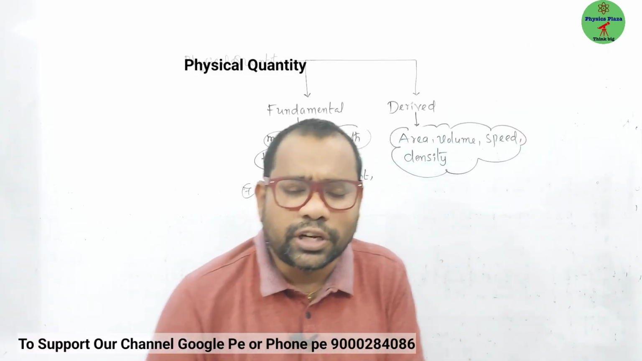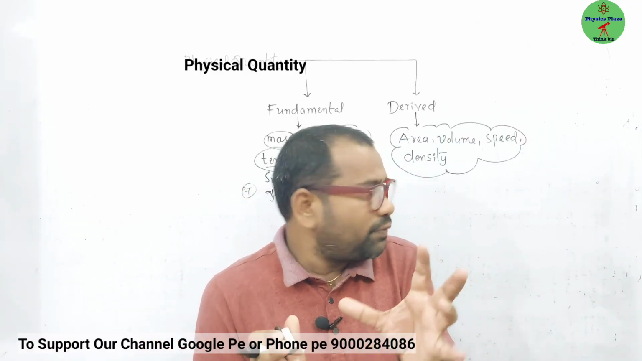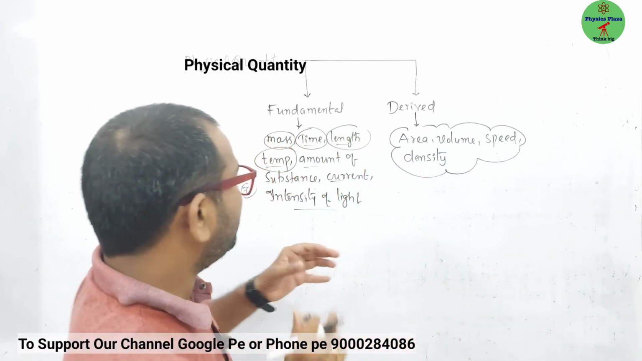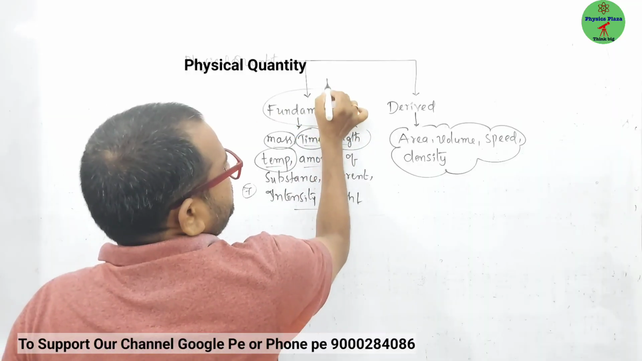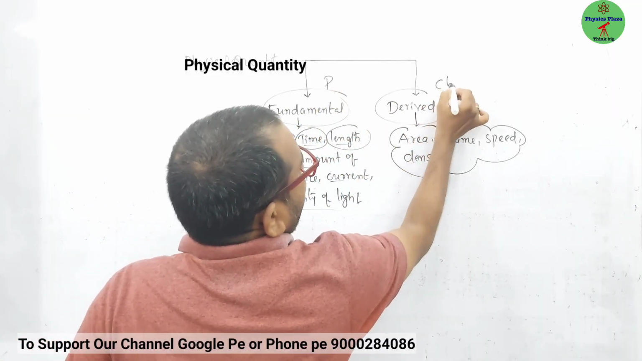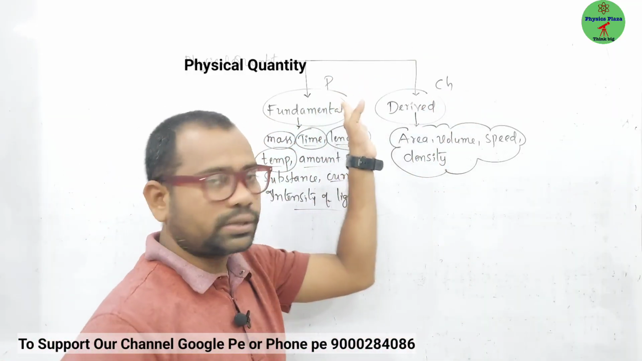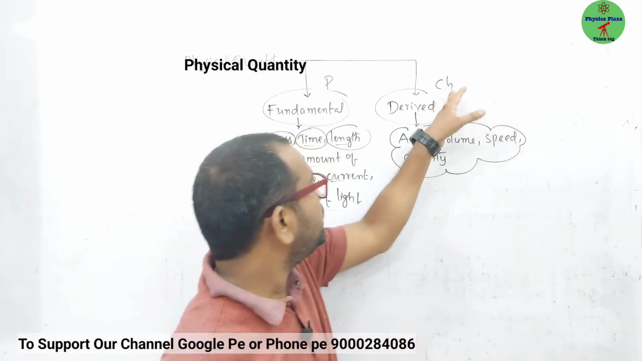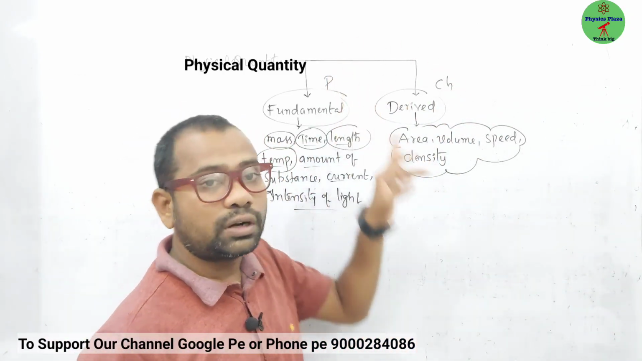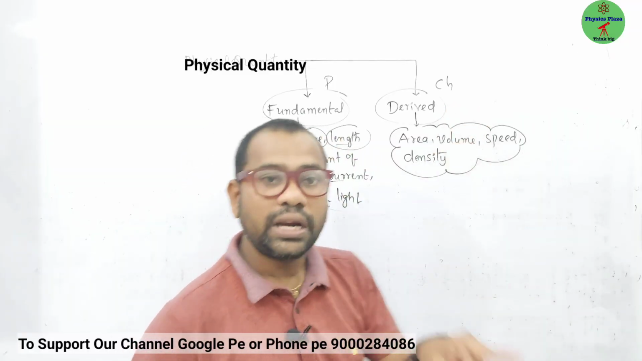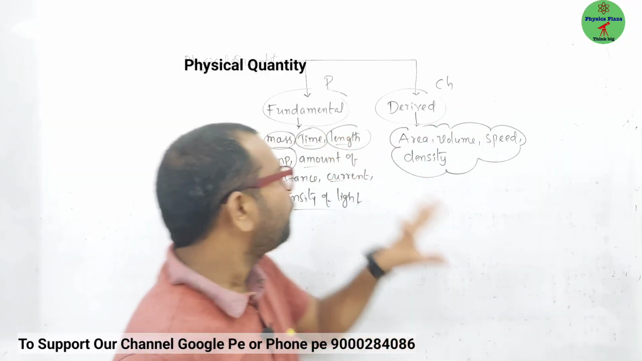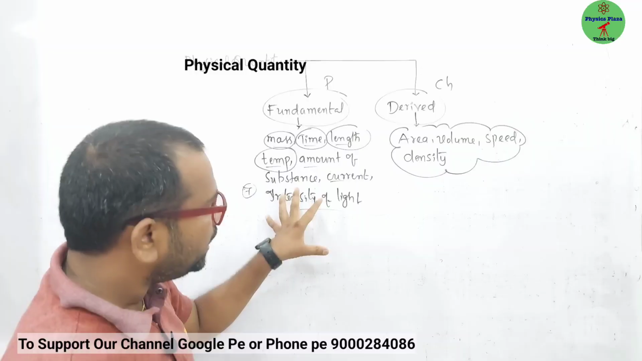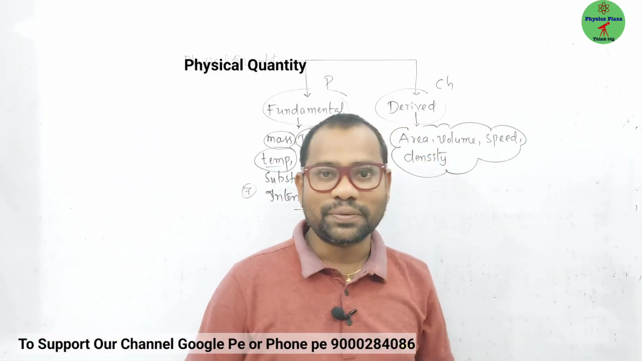Just a small example I want to tell you. It may not be exact, but it is apt for this. Let us say here are parents, here are children. Children will depend on the parents. I mean in general I am talking, don't take any special cases. Parents are independent, children are dependent. Like that, fundamental quantities are independent, derived quantities are dependent.